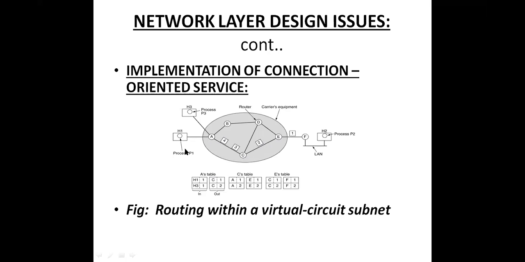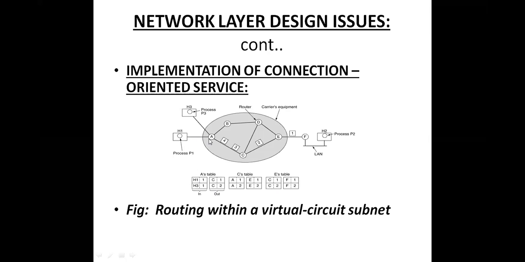Whenever A takes the incoming packet, it forwards it to C via virtual circuit number 1. Whenever C receives the information from A, the first portion is in and the second portion is out. Check here, A's table. A is receiving information from H1. Only observe the first row; the second row is different.